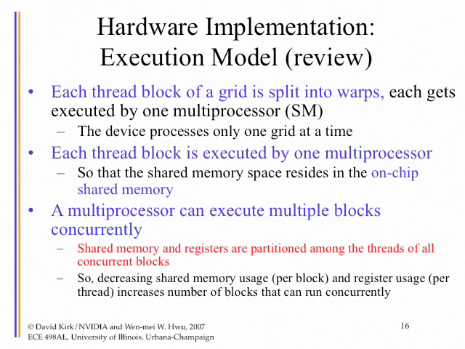We already covered this thing. Each block of a grid is split into warps, and each block is executed by one multiprocessor so that the shared memory space resides in the on-chip shared memory. And let me see. Is there something I need to cover in addition to what I just said? A multiprocessor can execute multiple blocks concurrently. Okay. So this is something that I just want to add a little bit more.